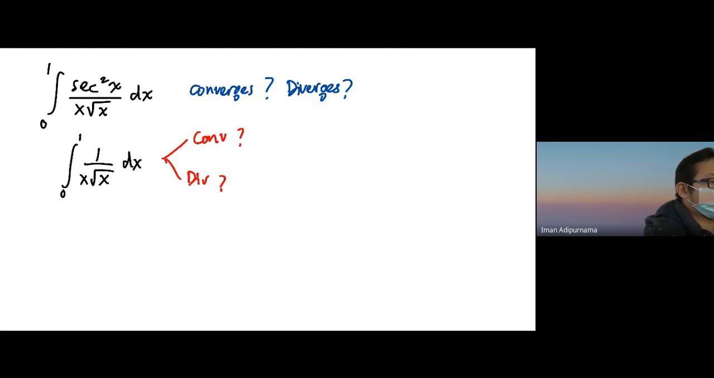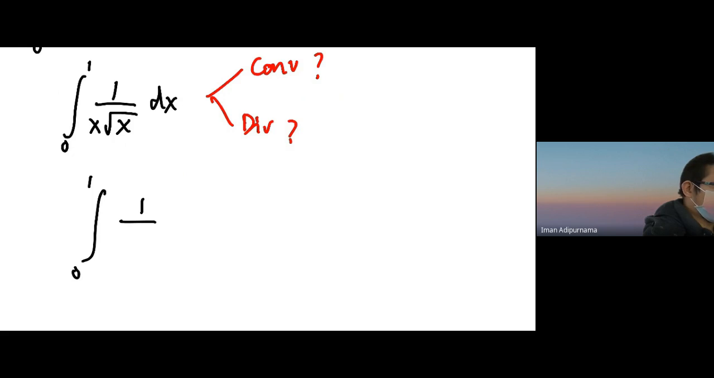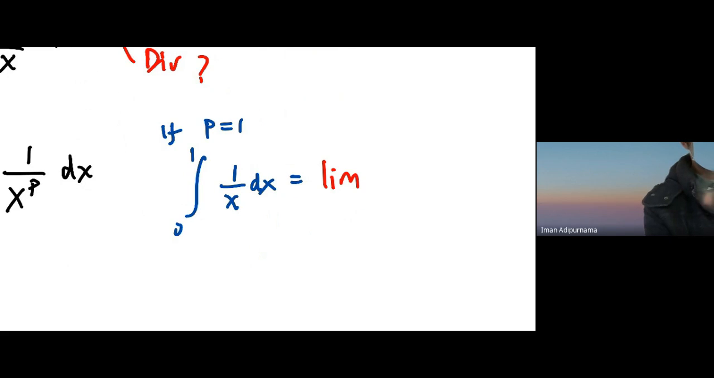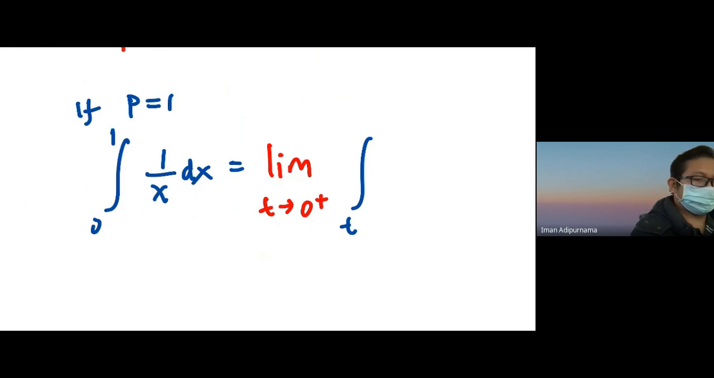By doing so, we can set up our integral from 0 to 1. We can start with some random p. Okay, we can have p as any number. And similar to what we did in previous lectures, if p equals 1, we can imagine that this will be the integral from 0 to 1 of 1 over x dx. And because of the 0, if we put it here, there will be a discontinuity at 0, right? So we can use a limit. Now it's t approaching 0 from the right, because 0 to 1, so from the right, okay? So we can have the integral from t to 1.